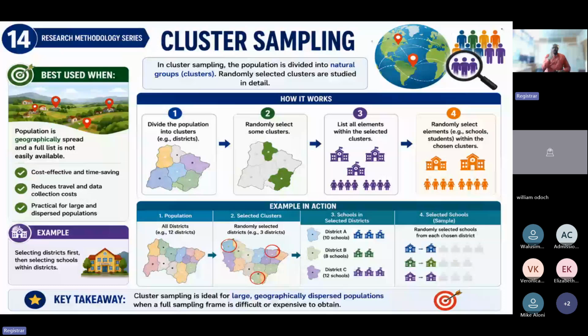Now, where do we use this? If you have questions, you can put them in the message and we'll discuss later. We do this for a large geographically dispersed population, where it's very difficult for us to draw out a full sample frame. And if you can draw it, it will become very expensive. In this case, we use cluster sampling.